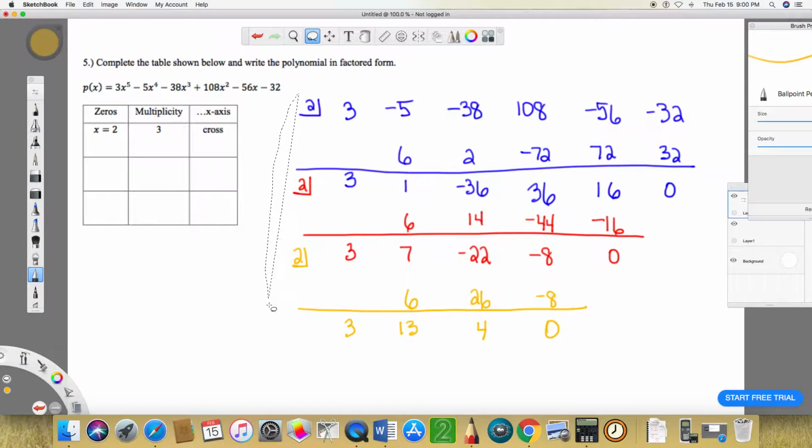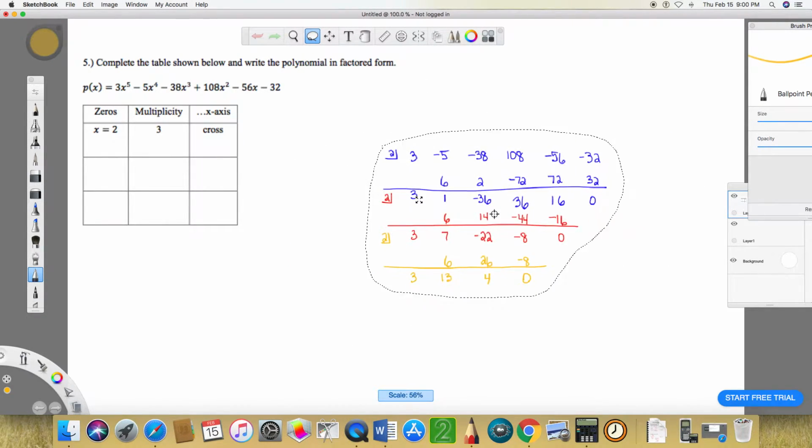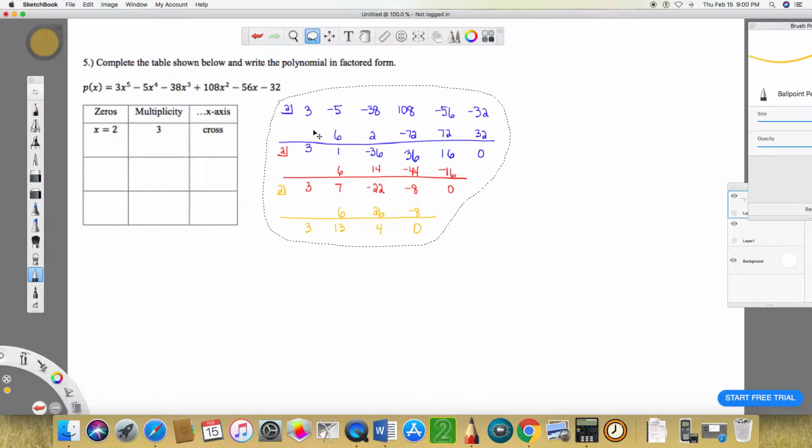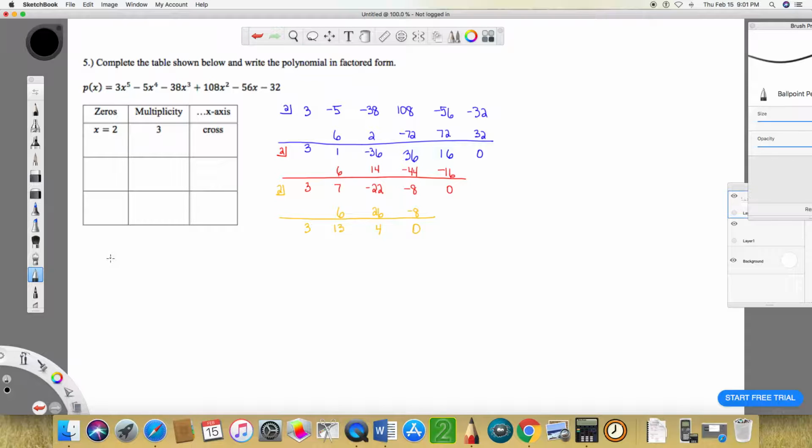Now let's shrink this up so I can do a little bit of work. So what we have here now is that we can rewrite this p of x as x minus 2 quantity cubed, because the multiplicity was 3, and now this is a quadratic.